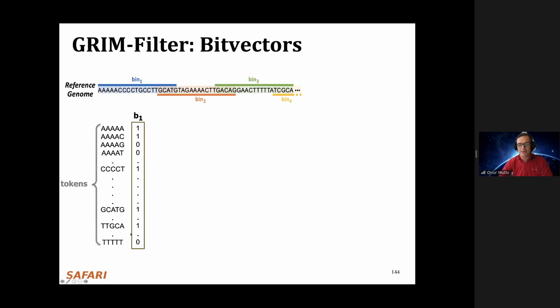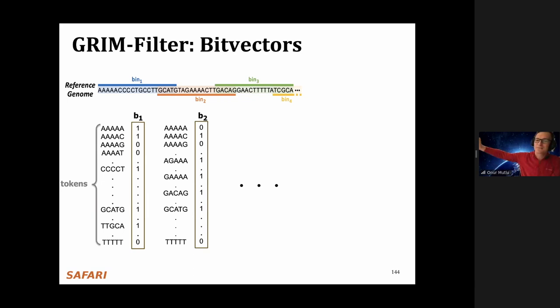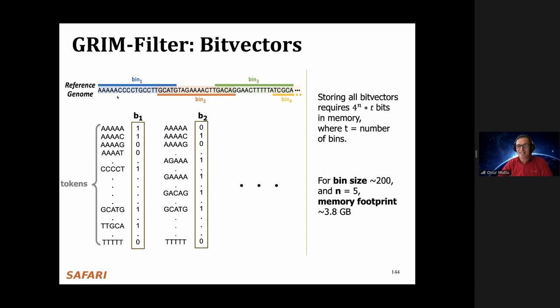Okay, so now this is what your genome representation looks like. Bin one is represented like this. Each token has a bit associated with it inside the bit vector associated with that bin. Bin two is represented like this. Bin three is represented like that. And you do it basically for the entire reference genome. And hopefully you select your bit vector size and the bins such that they fit your memory. If your memory size is 4 gigabytes, for example, you can select the numbers such that you have a memory footprint that's less than 4 gigabytes. 4 gigabytes is a little bit pessimistic, but we've done it in this work.